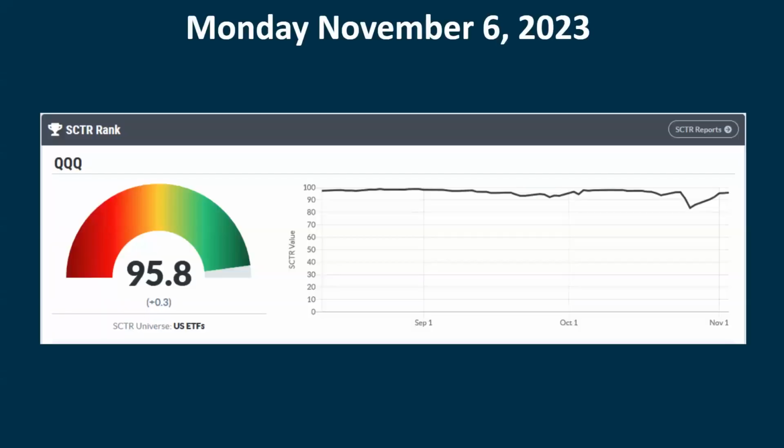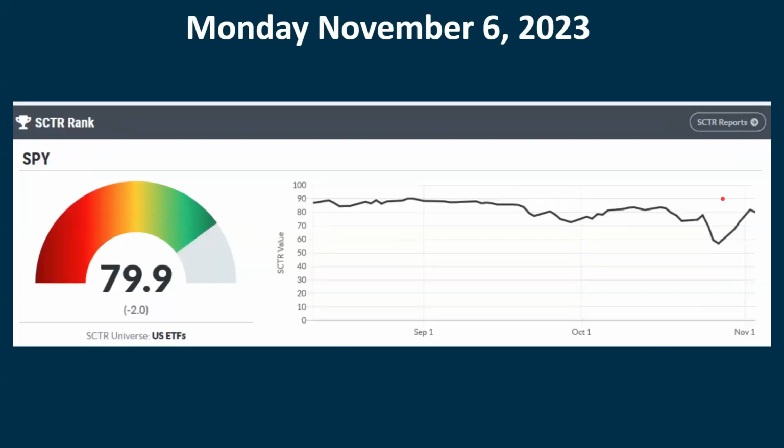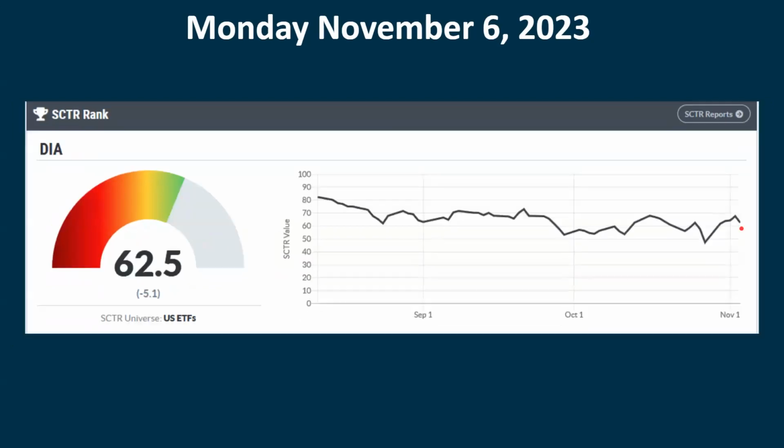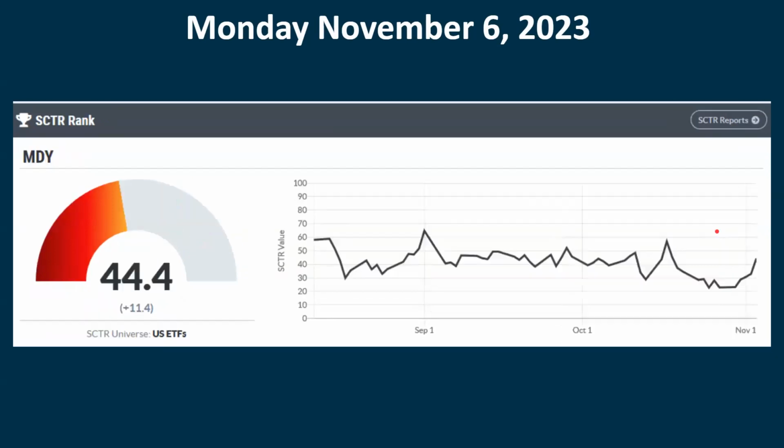Coming in first place again this week are the QQQs, which is the NASDAQ 100. And we have been seeing some weakness here, but it's been coming back up, and we're at 95.8. In second place is the SPYs. This is the ETF for the S&P 500. It's showing some improvement as well at 79.9. In third place are the Diamonds, which is the ETF for the Dow. It's also showing some improvement, coming in at 62.5.